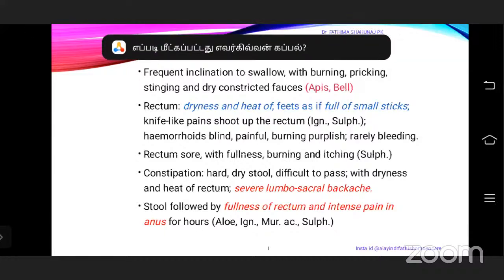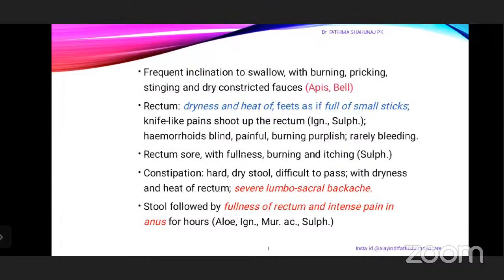Then about the frequent inclination to swallow with burning, pricking, stinging and dry constricted fauces. So this symptom is compared with Apis and Belladonna. As we know, in Apis, the peculiar nature of the pain is itself a burning pain, stinging and sore. This is the peculiar nature of this Apis pain. So this is compared again with this remedy.